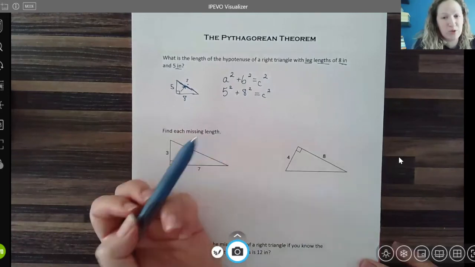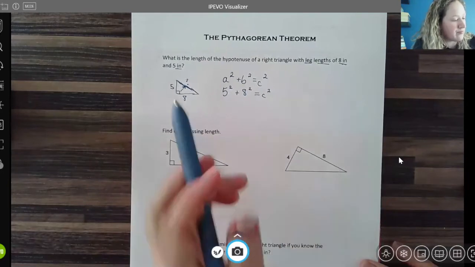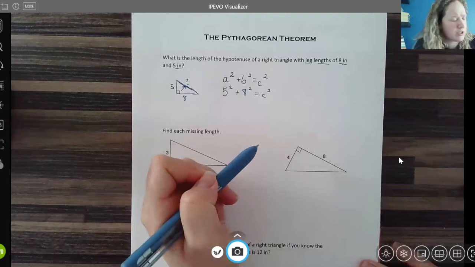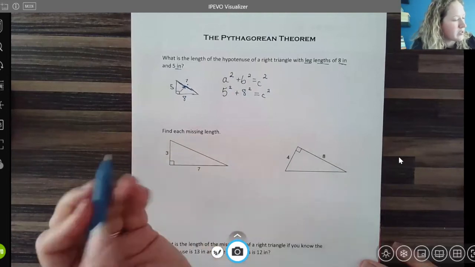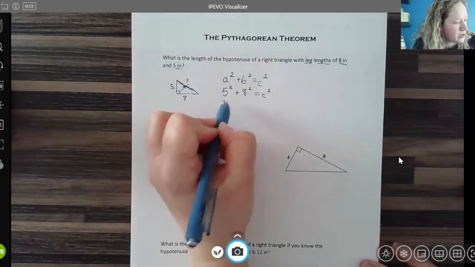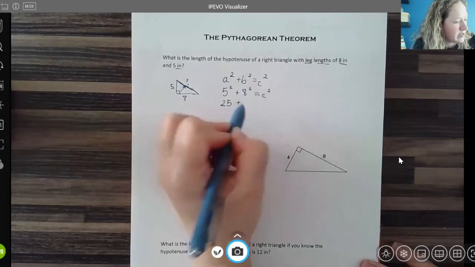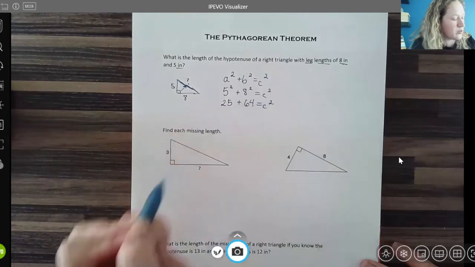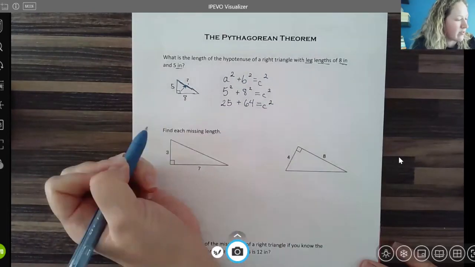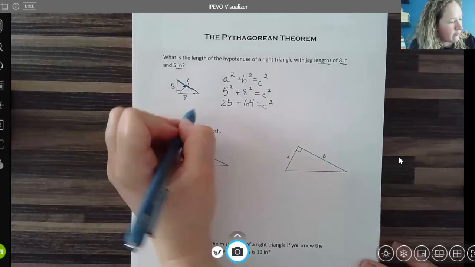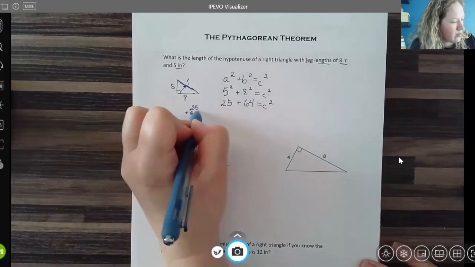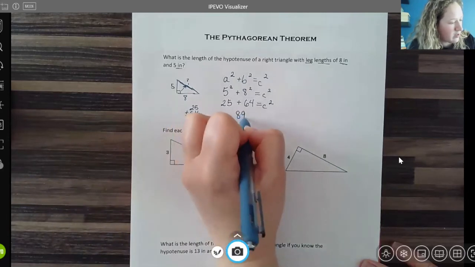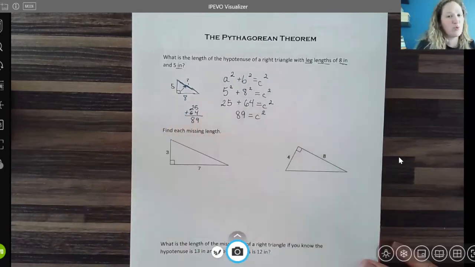These are actually perfect squares where the side length is an integer. So I have the first 20 memorized, so that's really helpful for me right now. So I have 5 squared, which is 25, plus 8 squared, which is 64, equals c squared. And so I'm going to add these together. So 25 plus 64 is 89, so 89 equals c squared.